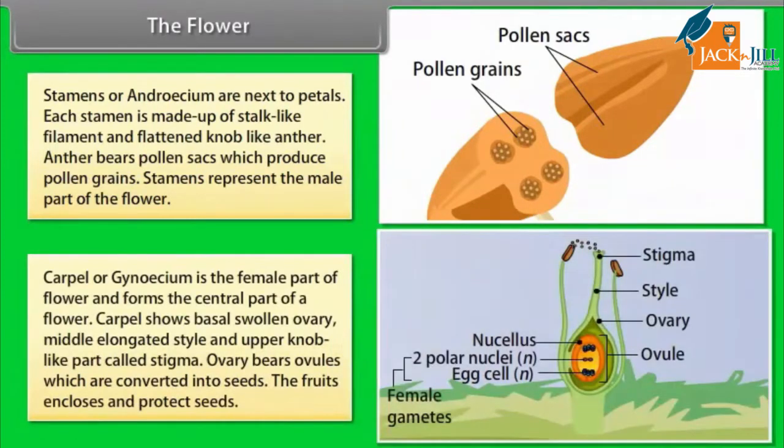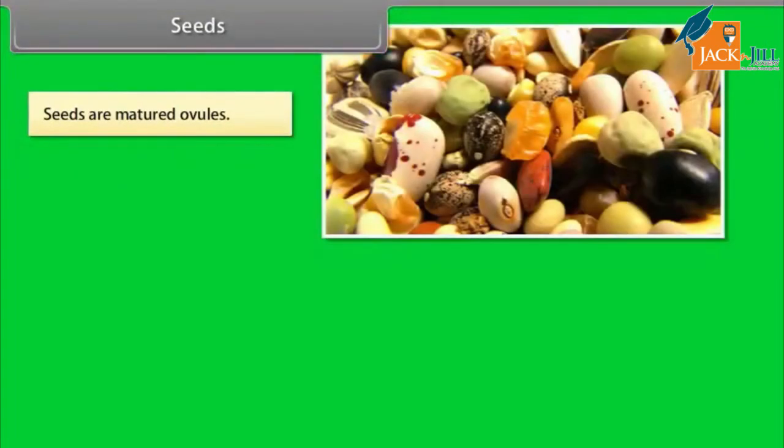Carpel or gynoecium is the female part of the flower and forms the central part of a flower. Carpel shows a basal swollen ovary, a middle elongated style, and an upper knob-like part called stigma. Ovary bears ovules, which are converted into seeds. The fruit encloses and protects seeds. Seeds. Seeds are matured ovules.